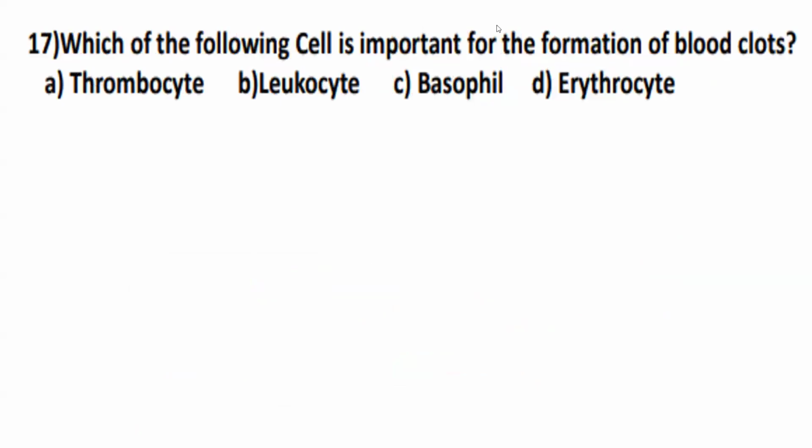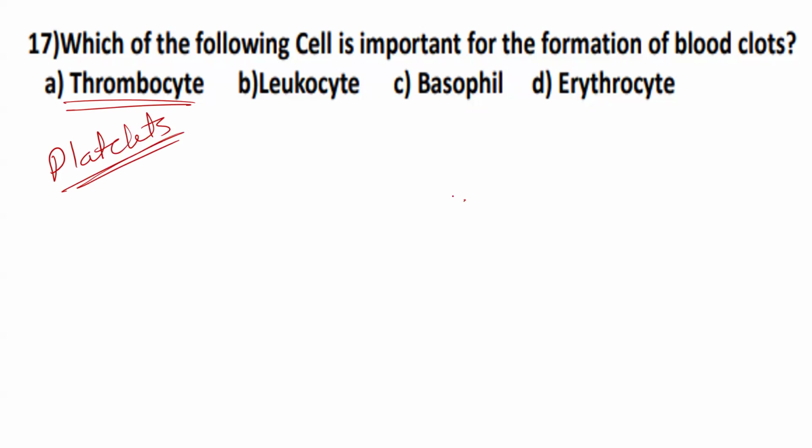Which of the following cells is important for the formation of blood clot? Just now we discussed erythrocyte, thrombocyte. Thrombocyte, commonly it is known as platelets. During dengue or leptospirosis, those kinds of diseases, you all know leptospirosis, no? Recently we had that. During those conditions, what will happen? The platelet count will go down.